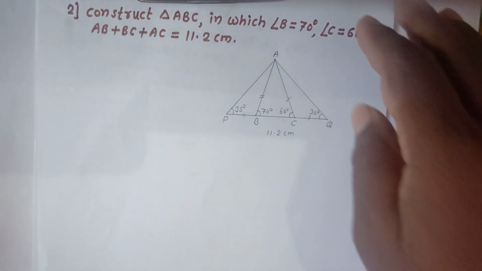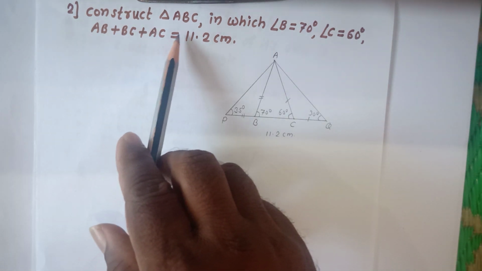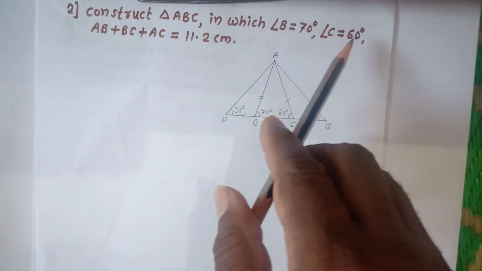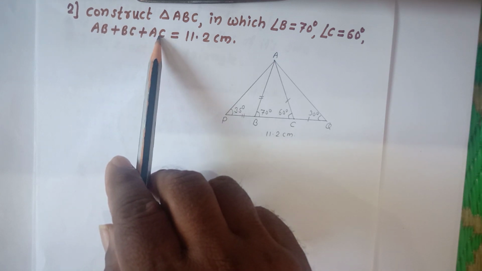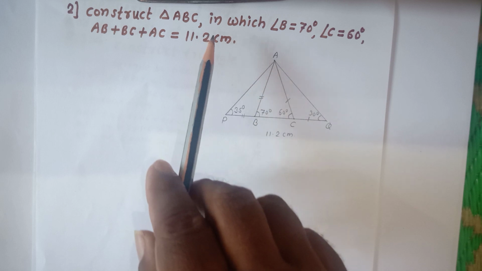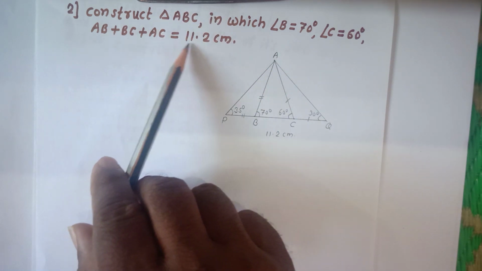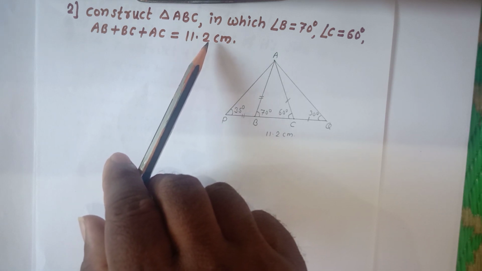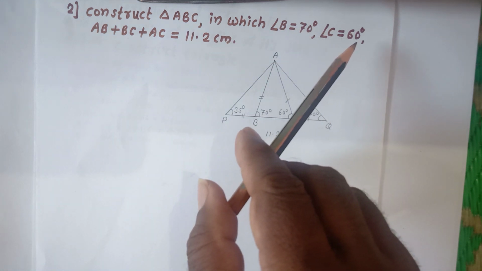Now, question number 2. Construct triangle ABC in which angle B is 70 degree, angle C is 60 degree, AB plus BC plus AC is 11.2 centimeter. Means in triangle ABC the perimeter 11.2 centimeter is given, and the two angles, angle B 70 degree and angle C 60 degree, are given.